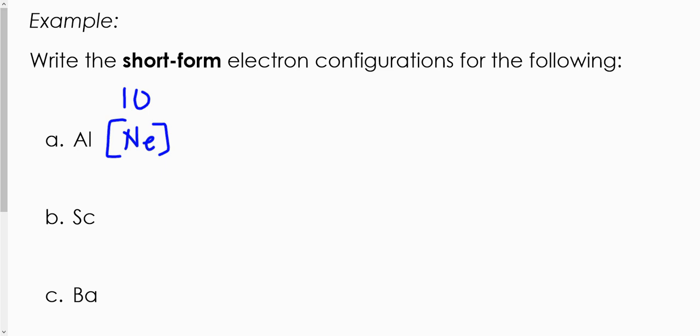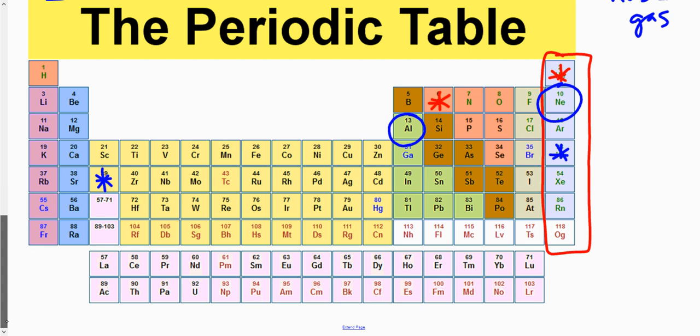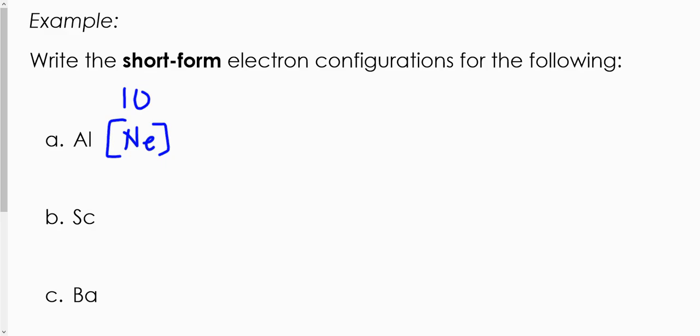We can't start with 1s. That's already been done with neon. So what we need to do is look at the row that aluminum is in. So we've got row 1, 2, 3, and that's where we find aluminum. So we start with that row of 3, and we label it S. So we're going to start with 3s, and we know that S can hold 2. So now we're at 12 electrons. After 3s comes 3p, and we only need 1 more to get to 13, so it would be 3p1. So this is the shorthand. This is much shorter, you can see, to write, especially with some of those ones on the bottom of the periodic table.